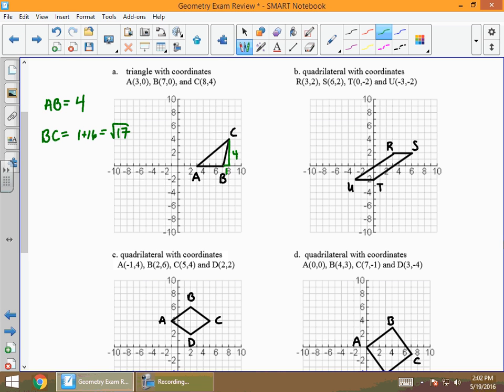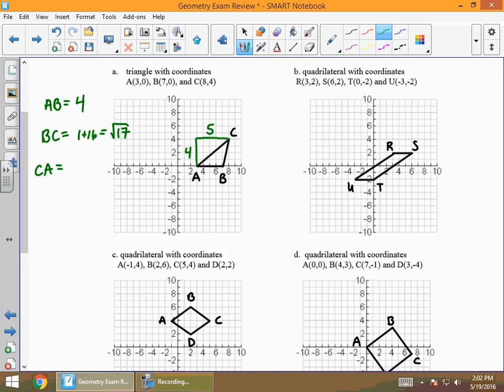Well, the square root of 17, if you type that into your calculator, is not 4. So AB and BC are not the same length. Well, let's find CA. So from C to A, again, I'm going to make this right triangle. This left leg going up is 1, 2, 3, 4 units. And going right is 1, 2, 3, 4, 5 units.